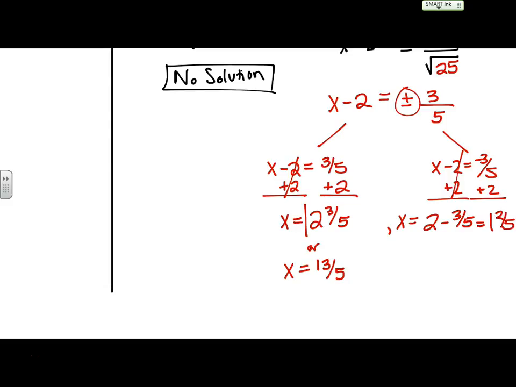The other way, those are 2 answers. The other way is you could have gotten a common denominator. Remember, put over 1, 5 over 5. This way works too.